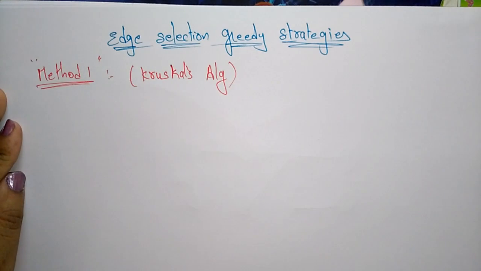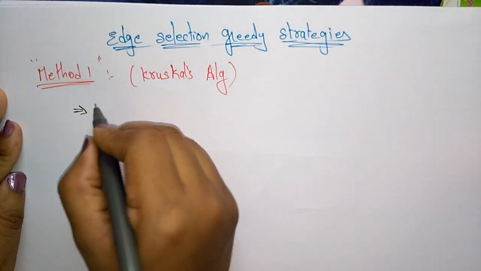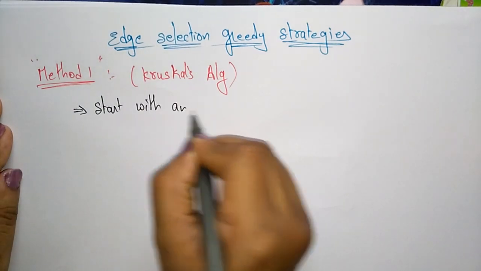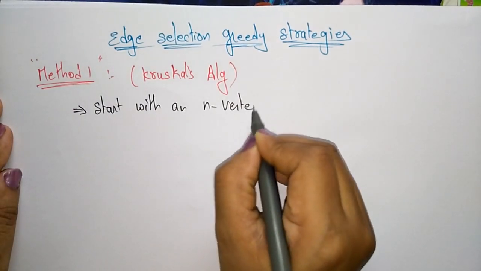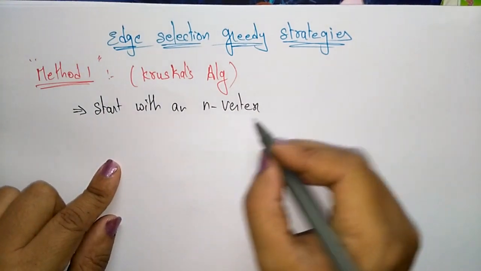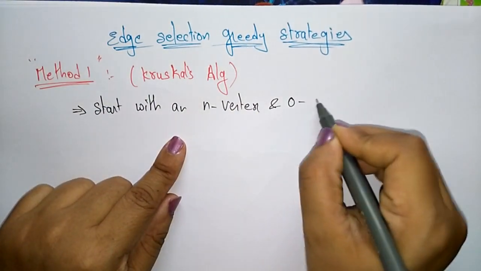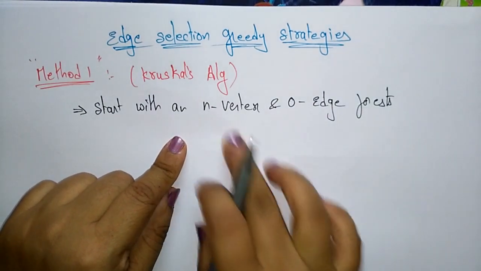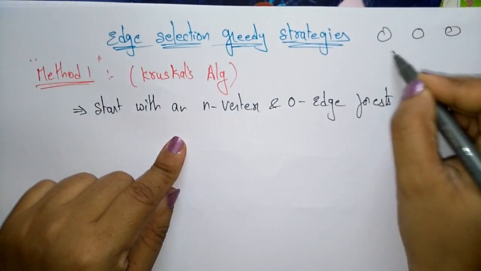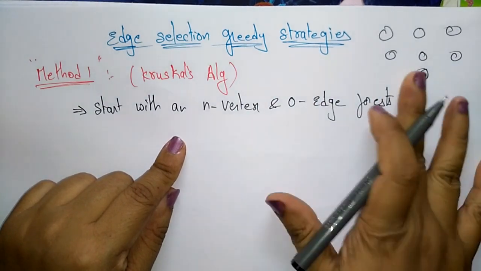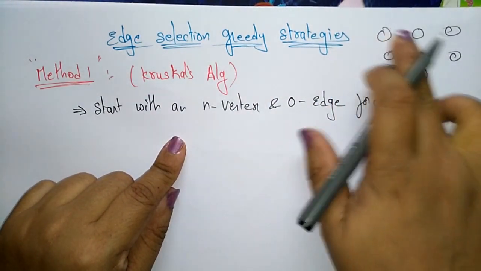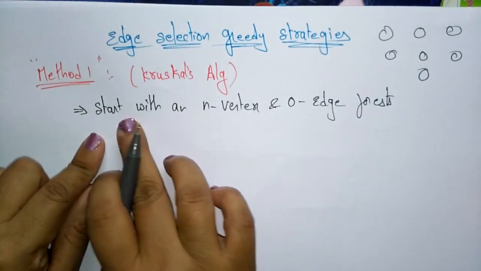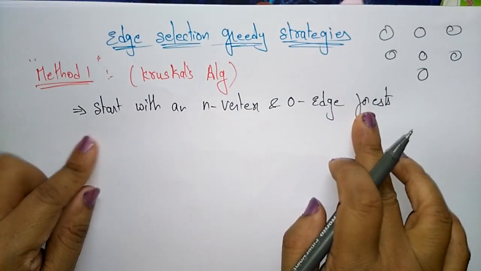In Kruskal's algorithm, first you have to start with a tree with n vertices and 0 edges, a forest. So whatever vertices are present in the graph, you just make all the vertices with 0 edges. Don't connect the nodes. Just start with n vertices and 0 edges.